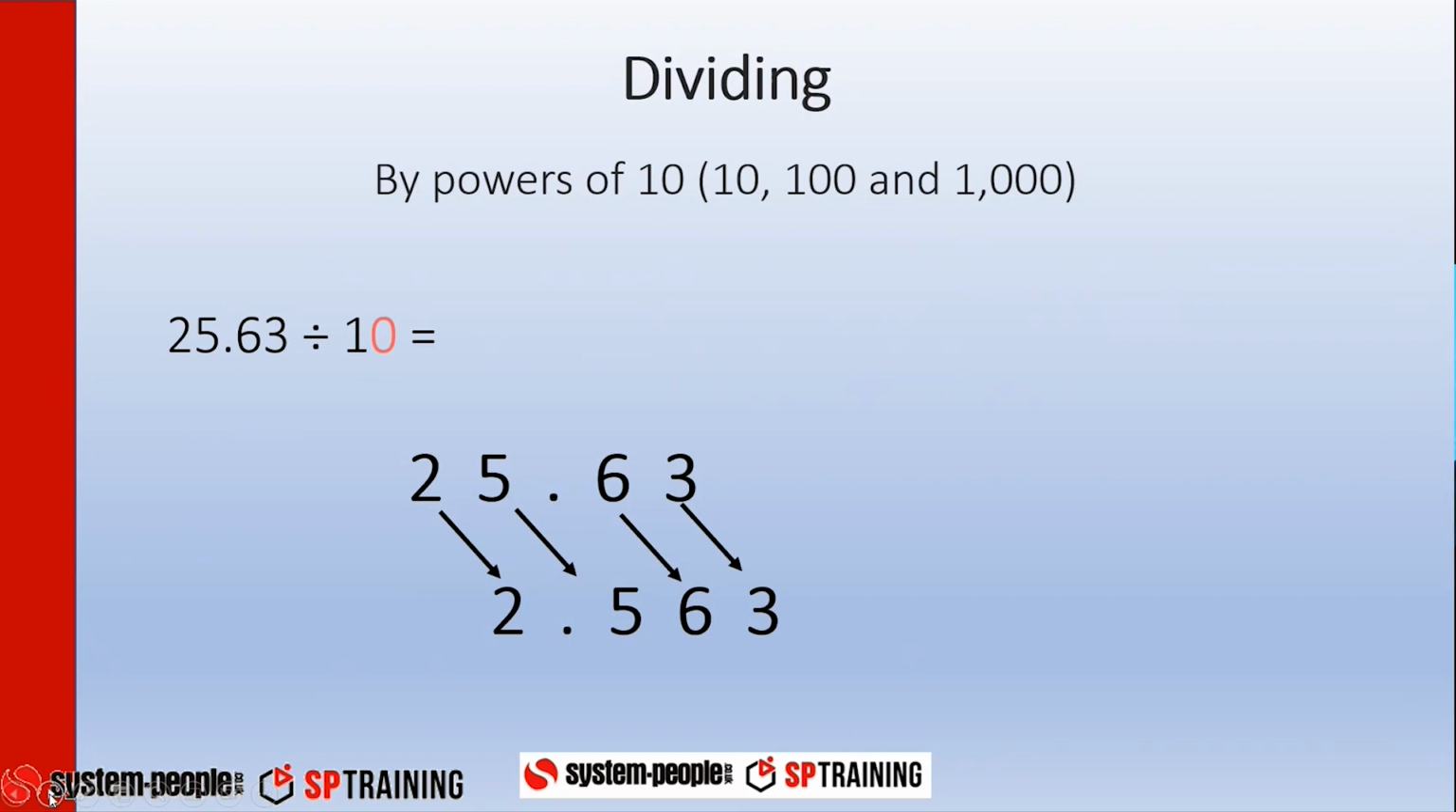The 5 has moved beyond the decimal point into the tenths, and the 6 into the hundredths, and the 3 into the thousandths. So if we divide 25.63 by 10, we'll get 2.563. If we're dividing by 100, everything will move 2 places to the right, and by 1,000, 3 places to the right. So let's put this into a bit of practice.